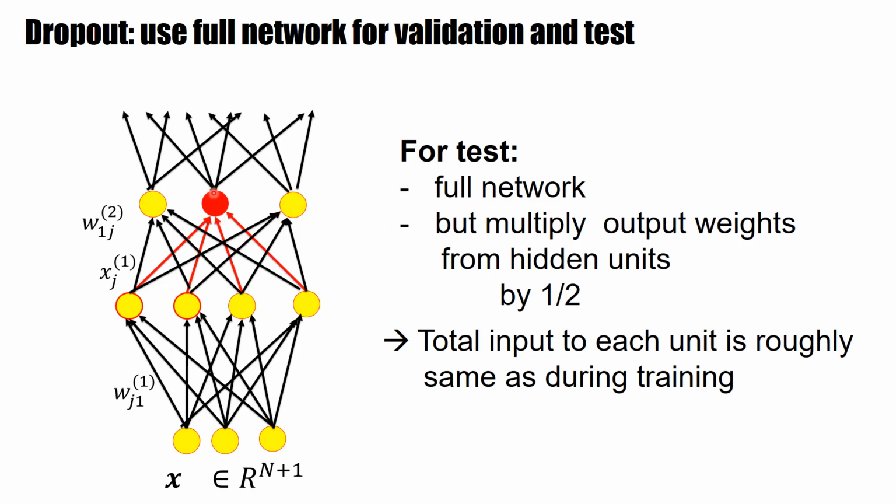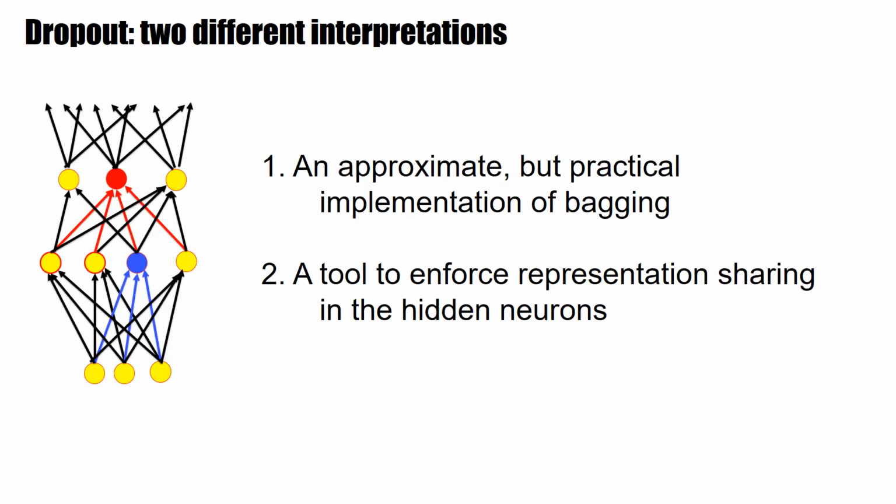But that would mean that a neuron that previously got input from n/2 neurons now gets input from n neurons. And that's why you multiply the output weights by a factor of 1/2, so that the total input to this red neuron is roughly the same during testing as it was during training. Dropout is a very, very effective method for regularization in deep neural networks and widely used.